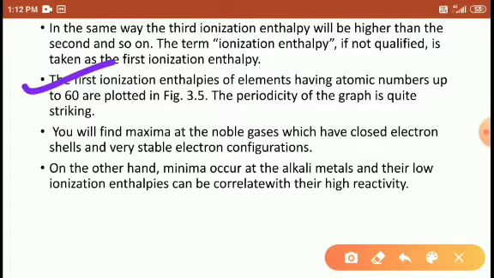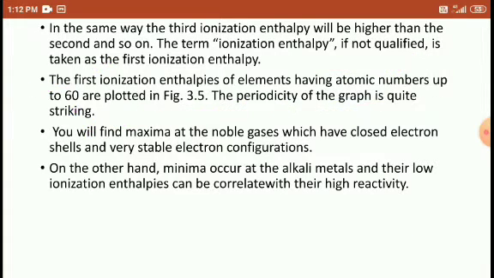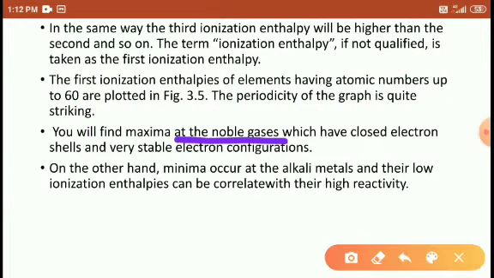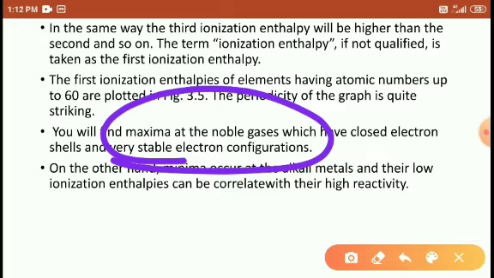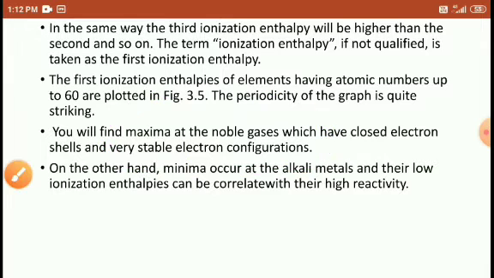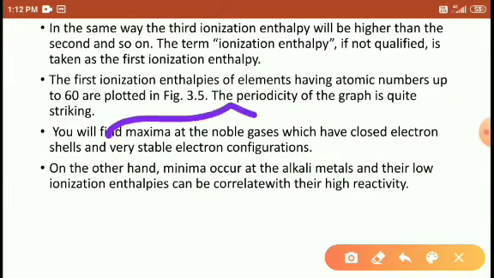So the first ionization enthalpy for atomic numbers up to 60 is plotted in figure 3.5. The graph is quite striking. The maximum is for the noble gases. Why is the maximum energy required in the noble gases? Because the noble gases are completely stable and their outermost electrons are completely filled. So that's why they require maximum ionization enthalpy.